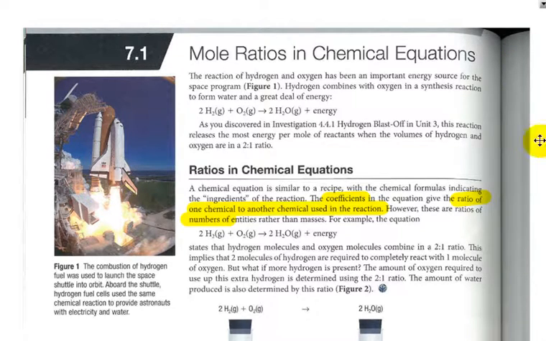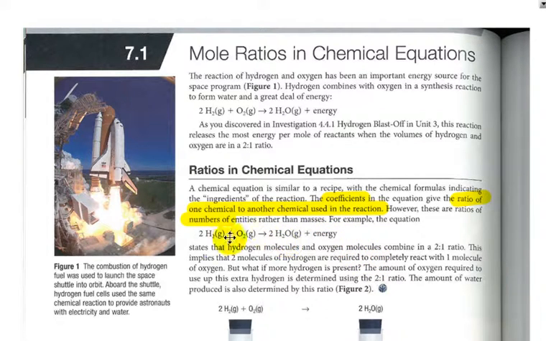This is the first booklet in the FC3 section, 7.1, mole ratios in chemical equations. So all that we've learned up to this point will be applied here, looking at equations and looking at mole ratios, and eventually getting to a point where, if we know the amount of one substance, we can figure out the amount of another substance in a balanced chemical equation.